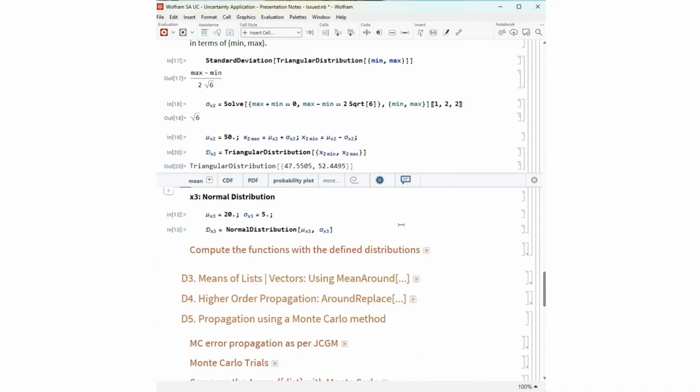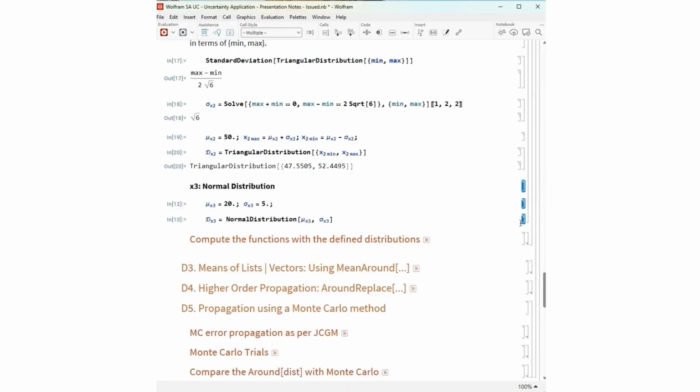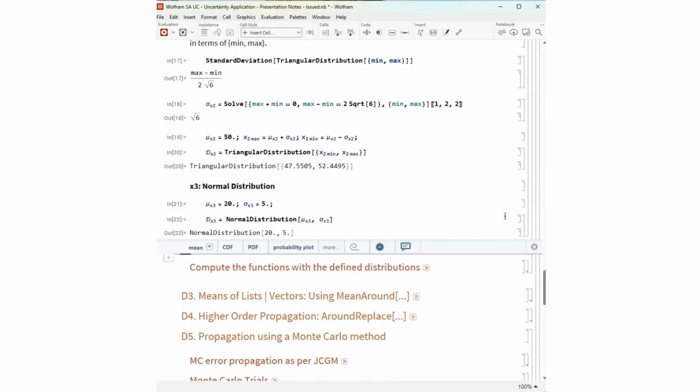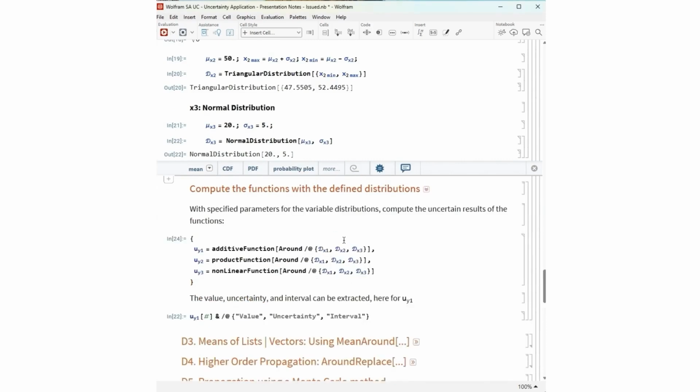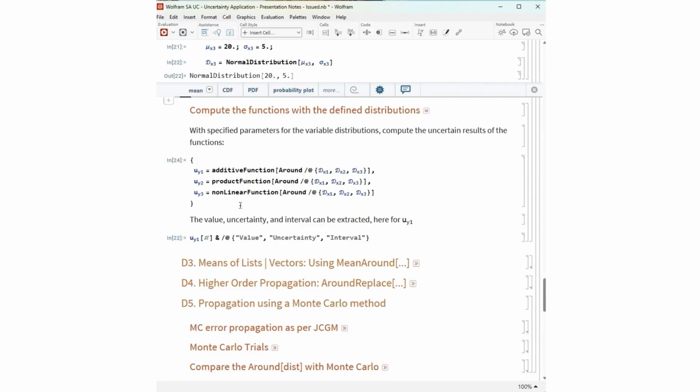The third is normal distribution again, but centered around a different mean. Now, if we had to use these distributions within the above predefined compute functions, you would get the correctly propagated results of y1, y2, and y3 as follows.